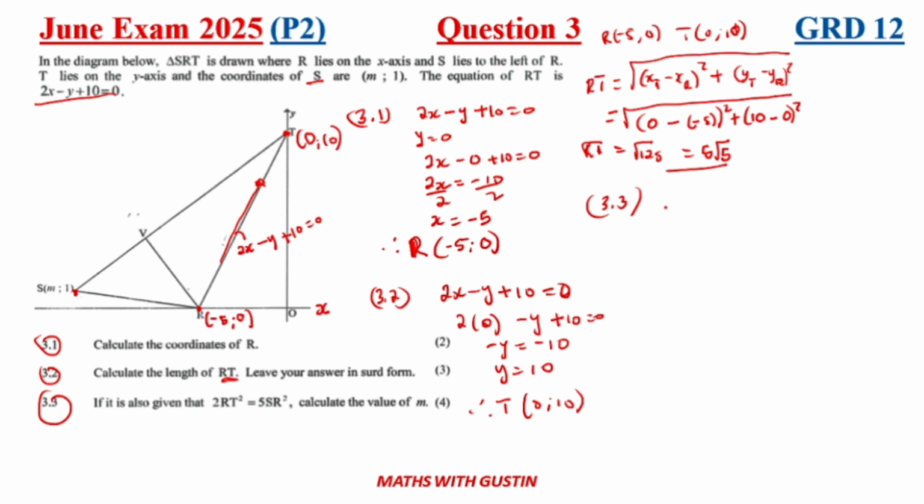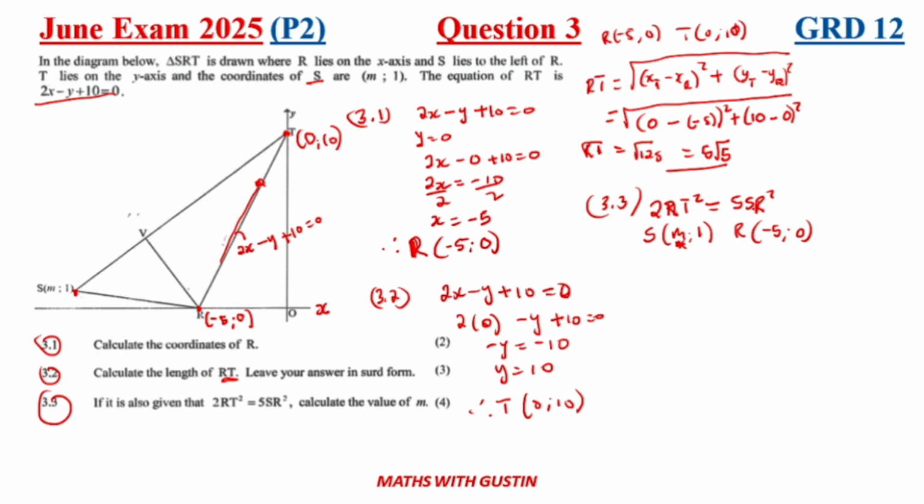So now what you have in this case, you've got 2RT squared is equal to 5SR squared. So with this we already know what RT is. We're looking for S, remember, so we're looking for M. S is given by M, 1, and then R is given by minus 5, 0. So they want us to find the value of this M right here. Let's go ahead and apply the formula and see.